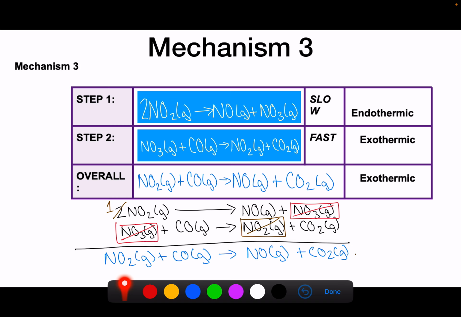Mechanism number 3. Again, you can see my work here, how I got my overall. Which step is my rate determining step? It's my slow step. That determines my rate. So here it is. Rate equals k[NO2]. Since there are 2 of them, I'm now going to square that. Right? Then my intermediate is NO3. Okay? And then draw your graph.